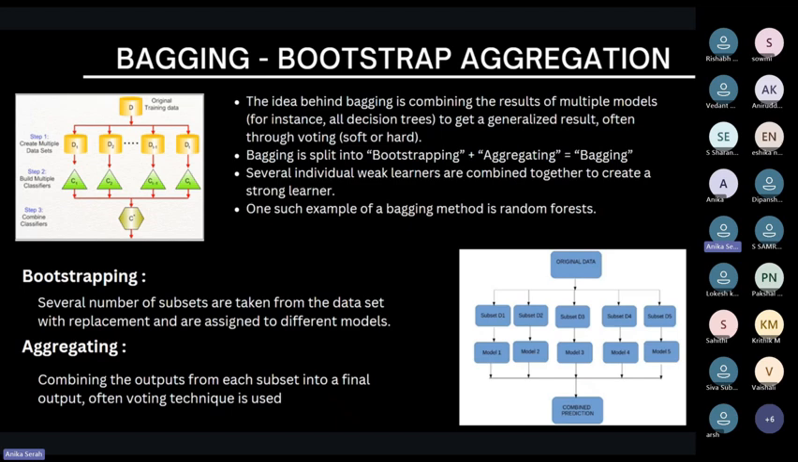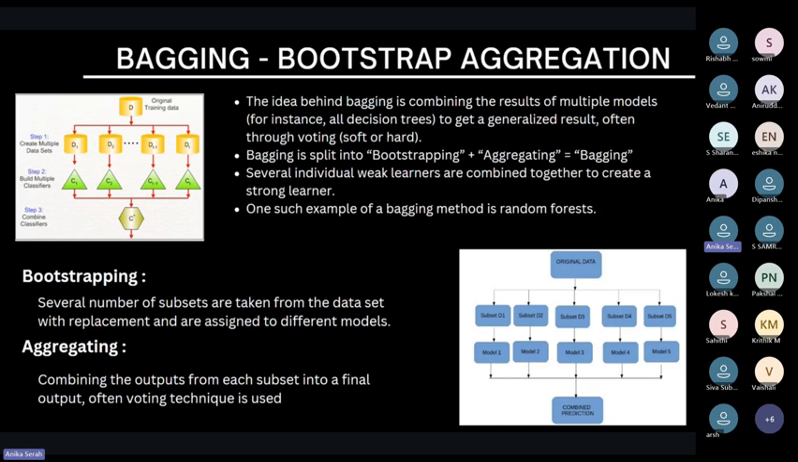So when you take the combined prediction of all of these models together, it's definitely not going to be overfit because each one is trained on different data points essentially. So yeah, several subsets are taken from the data set with replacement, and they're assigned to different models. The with replacement thing is important.